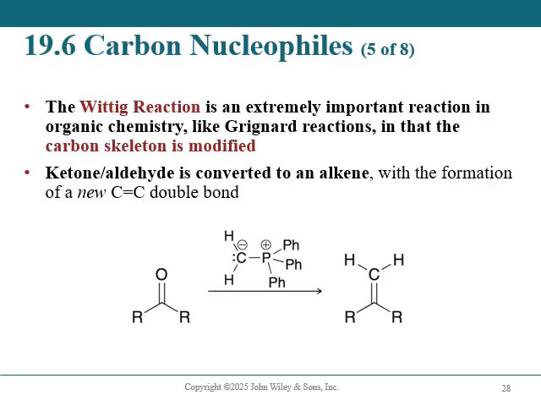Looking at the Wittig reaction, this one is extremely important in organic chemistry because just like with Grignard reagents, the carbon skeleton is modified. So it's not just a change in functionalization, you're essentially changing the number of carbon atoms in that molecule, and that's actually kind of a big deal in many cases. Ketones or aldehydes can be converted to an alkene with the formation of a new carbon-carbon double bond, as you can see here from the Wittig reaction.